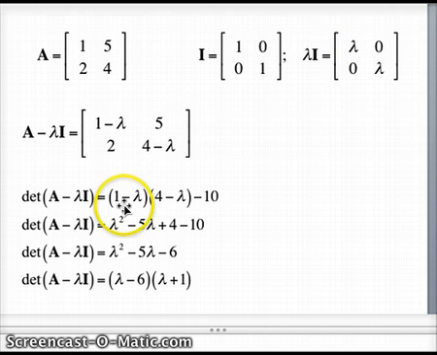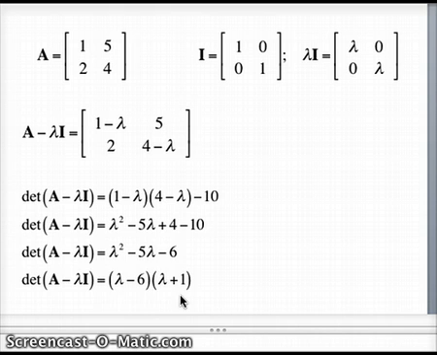So the determinant of A minus lambda I is 1 minus lambda times 4 minus lambda minus 2 times 5, minus 10. Then let's see, negative lambda times negative lambda is lambda squared. Negative 4 lambda, negative 1 lambda, negative 5 lambda. 1 times 4 is 4, minus 10. So we get lambda squared minus 5 lambda minus 6, which will give me lambda minus 6 times lambda plus 1 when we factor that. Or you could use a quadratic formula if you prefer.